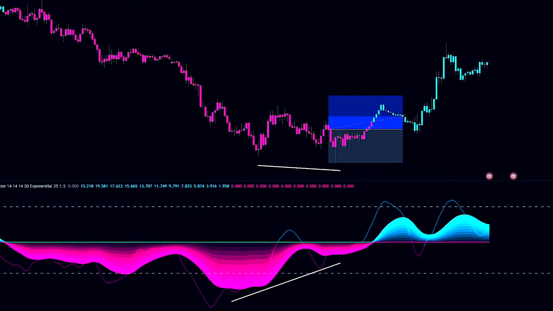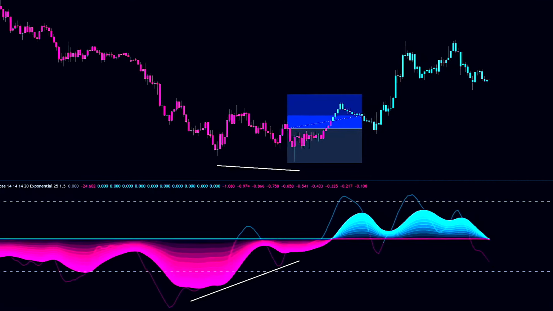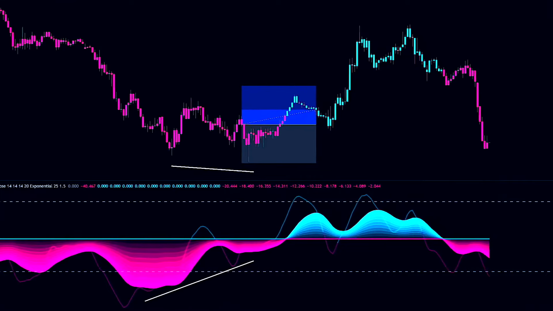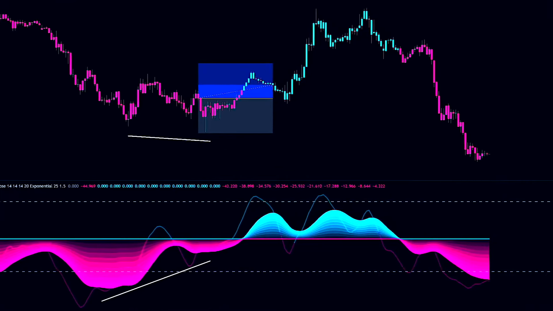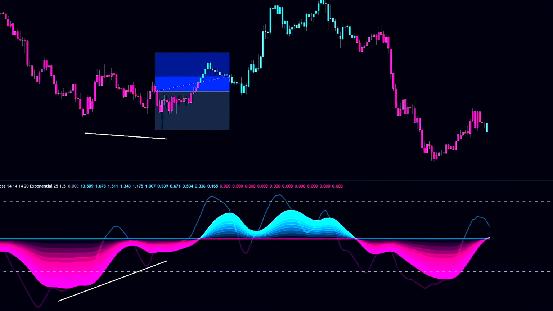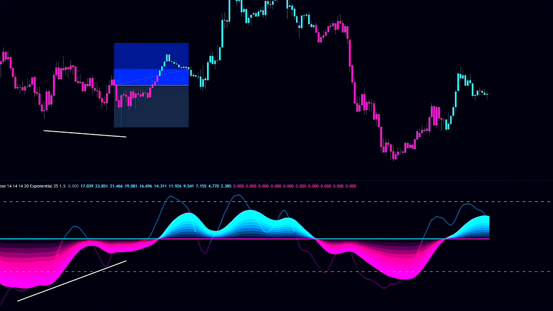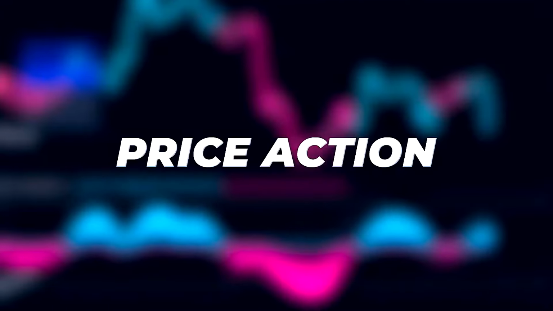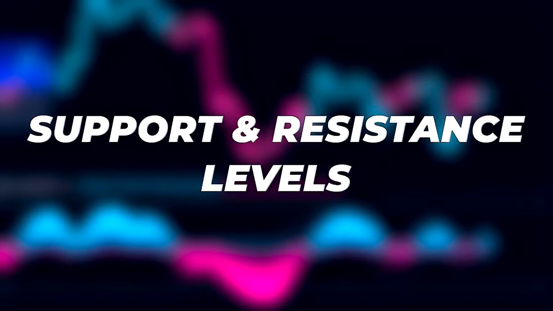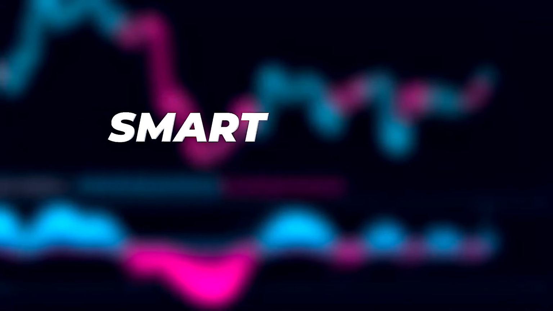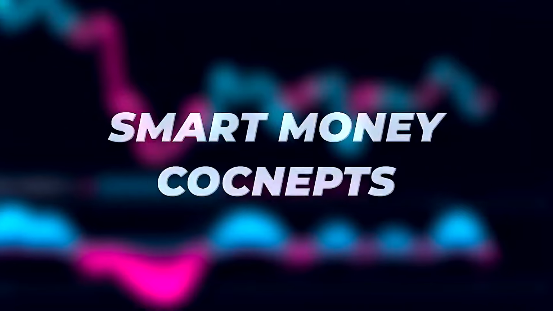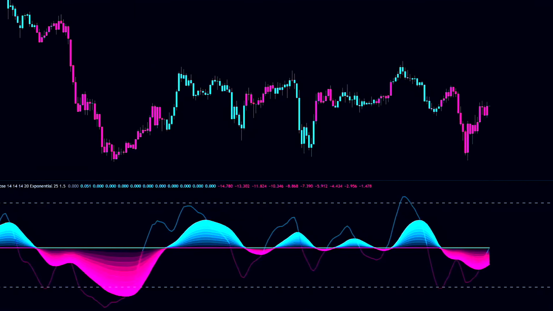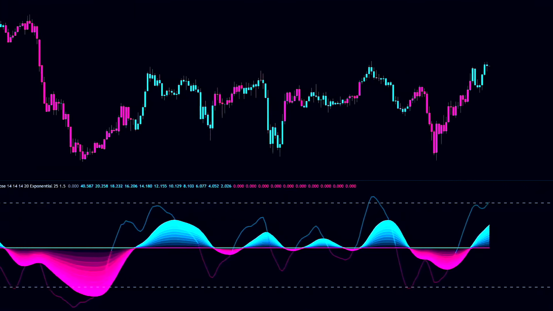Just a quick note, this is not financial advice. The strategy here is just indicators and meant for learning to show you how this tool works. For real trading, mix in your own analysis, price action, support and resistance, fundamentals, smart money concepts, whatever suits your style.